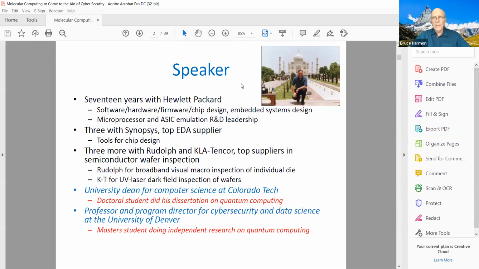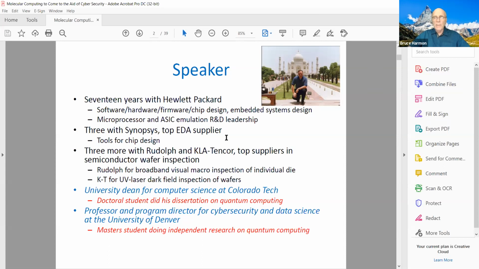3 with Rudolph and KLA-Tencor, the top suppliers in semiconductor wafer inspection at the time, and probably still that way. One of which made macro inspection, so determining whether individual die were likely to be effective when packaged and inserted into circuits. And then KLA-Tencor with a very exciting product, ultraviolet illumination, dark field inspection of wafers to make sure that the depositions in each layer were proper. So a lot of heavy software in all of that.